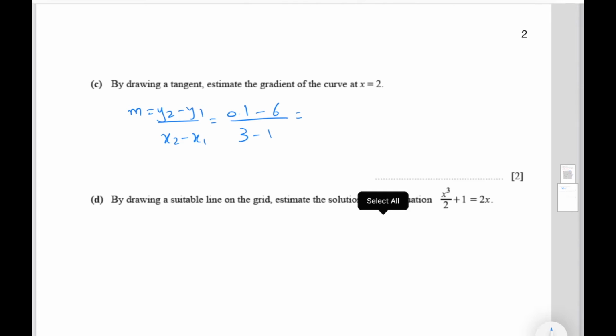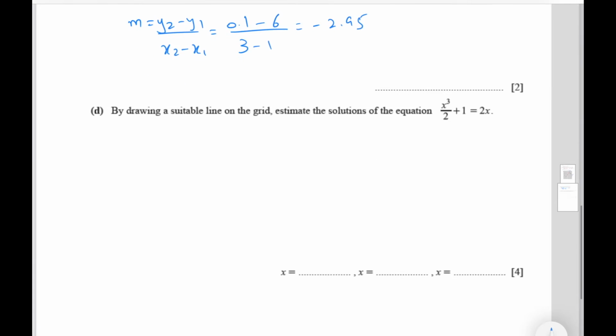Let's see what we get. 0.1 minus 6 divided by 2. Our gradient comes out to be negative 2.95. So we write it over here, negative 2.95.